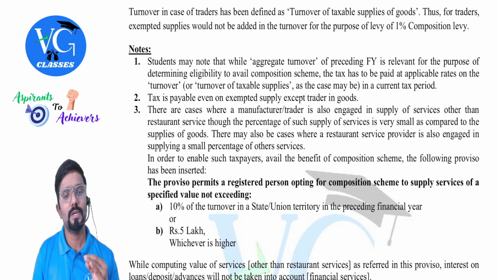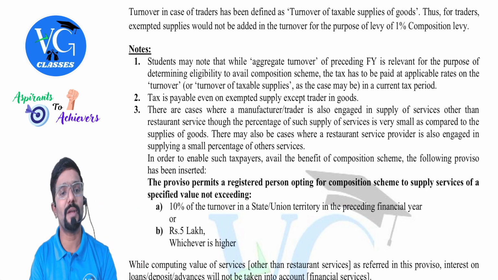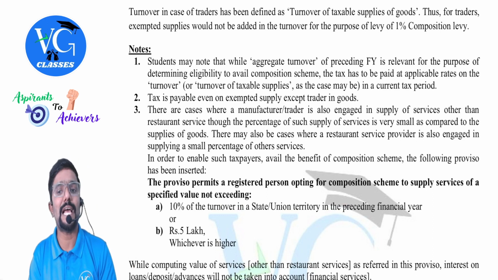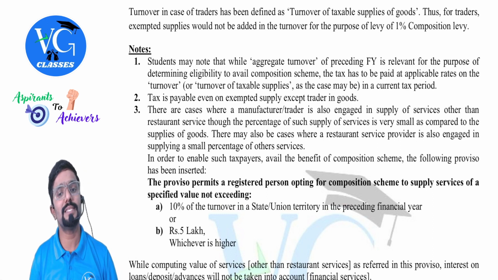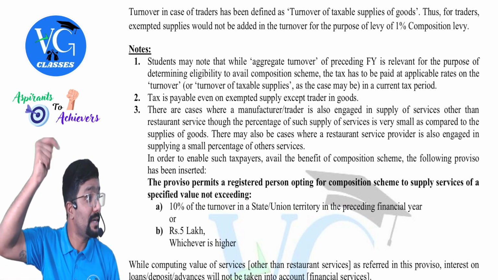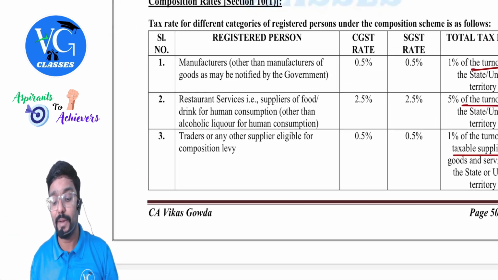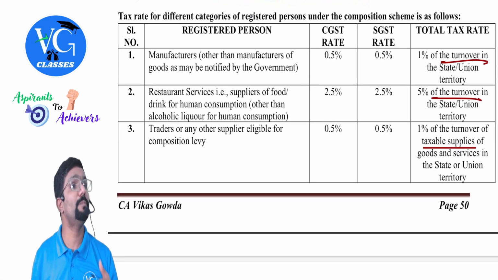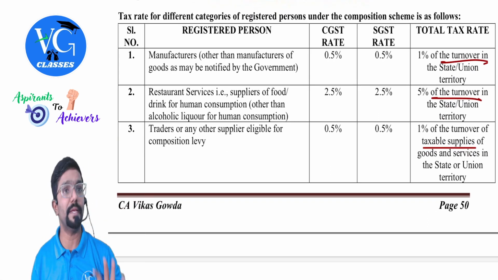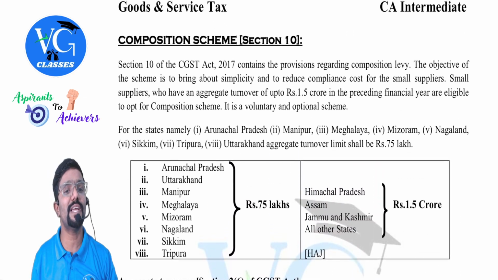Students may note that while aggregate turnover of the preceding financial year is relevant for determining eligibility to avail the composition scheme, the tax has to be paid at applicable rates on the turnover or turnover of taxable supply, as the case may be, in the current tax period. Current tax period. That means this rate, I will apply it on last year turnover or current year turnover, people? Current year, you will pay tax not for last year, current year. But here you spoke about last year turnover. No, sir, that is only to check eligibility.